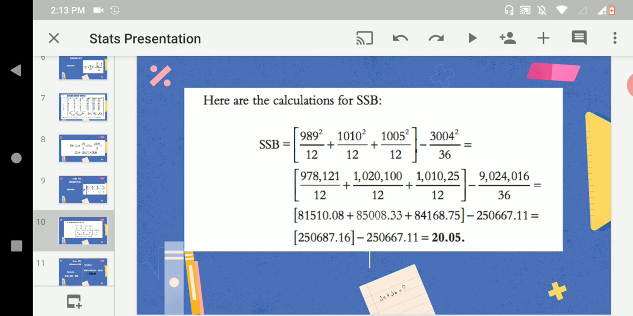So we have to add the 81,510.08, 85,008.33, plus 84,168.75. So we will have 250,687.16 minus 250,667.11. So that's equal to 20.05. So you have to remember that our SSB is 20.05.